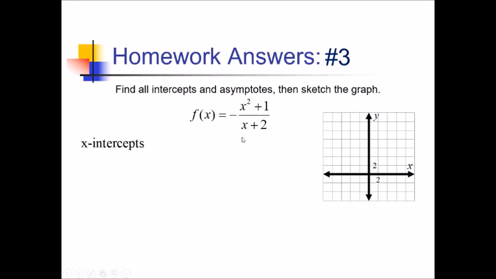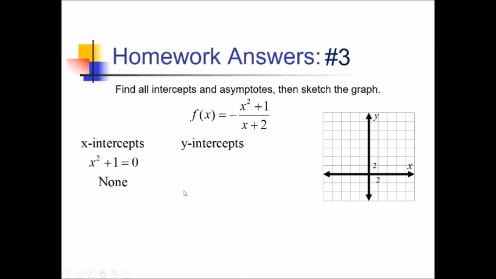For that, I need to make my numerator of x squared plus 1 equals 0, so I can zero out the whole fraction. Unfortunately, if I subtract 1 and take the square root, I'm taking the square root of a negative number. I'm going to get imaginary numbers, which cannot be x-intercepts because they have to be on the real x and y axis. So we have no x-intercepts because of that.